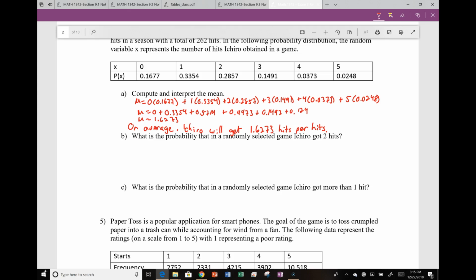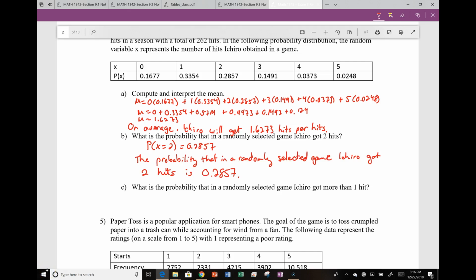So now then, what is the probability that in a randomly selected game, he got 2 hits? Well, 2 hits is just the 2, so we come up here and probability that he got 2 hits was 0.2857. So probability that the value is 2 is 0.2857. So the probability that in a randomly selected game, he got 2 hits is 0.2857.